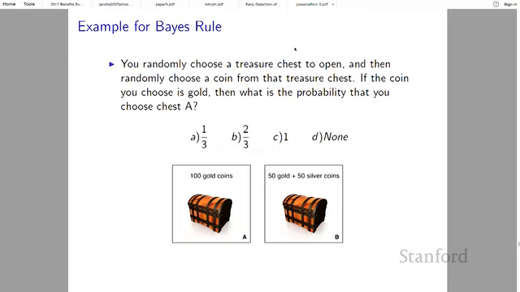An example: suppose you have two chests. One is full of gold coins, another is half gold, half silver. You close your eyes and randomly choose one of those chests and pick a coin. The coin is gold. What's the probability that you have chosen chest A? Do you mind calculating it for me based on the Bayes rule?